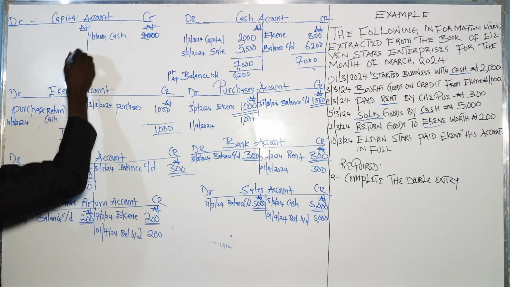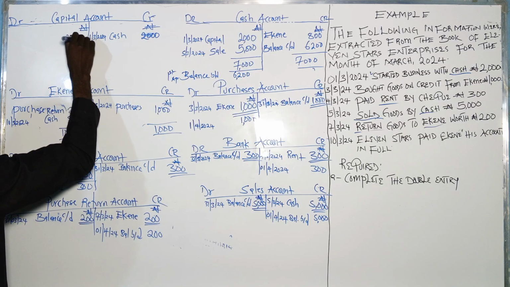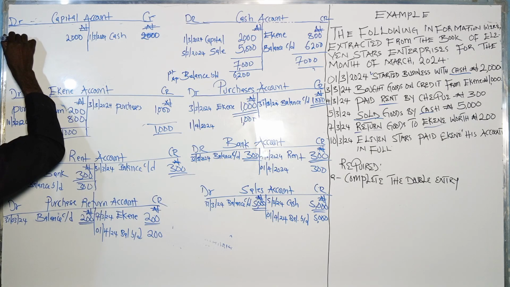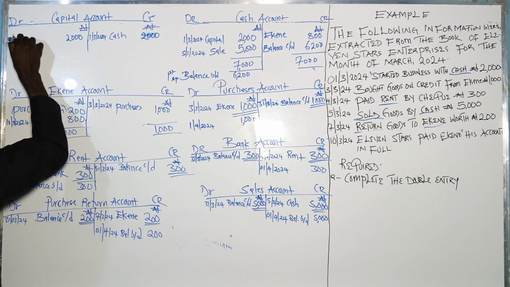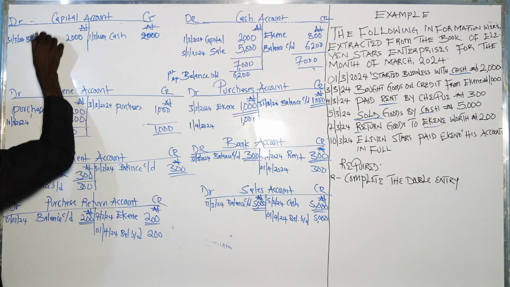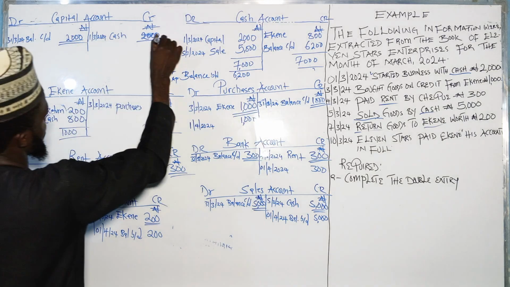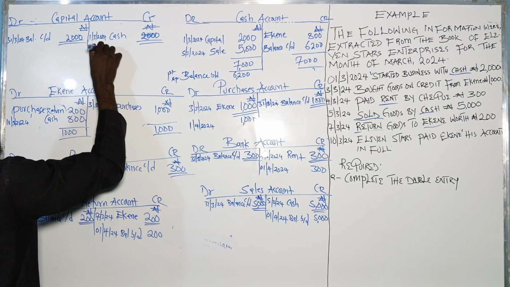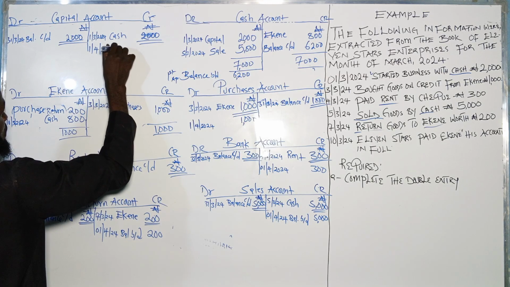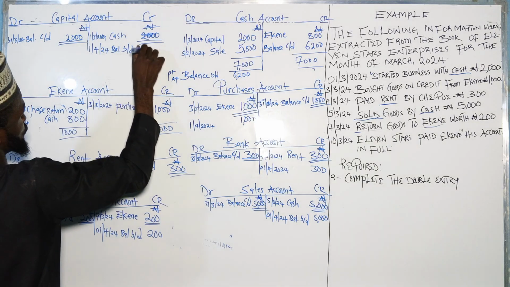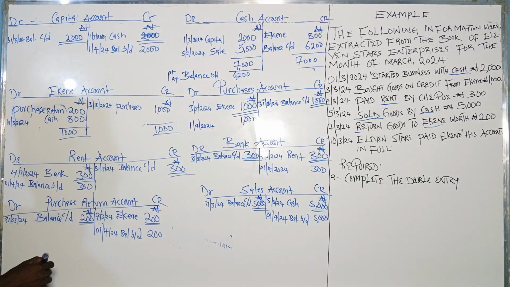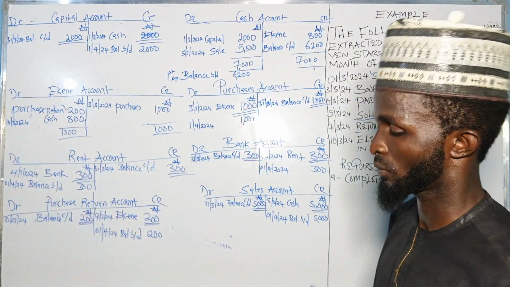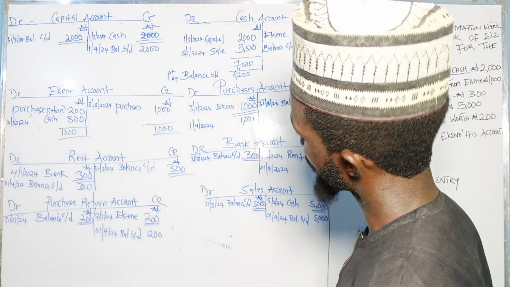Then capital account, bring it here as your balance CD. Close it here, close it here, and still bring it back on 1st April 2024 as your balance BD 2,000. We have successfully closed all our respective accounts.